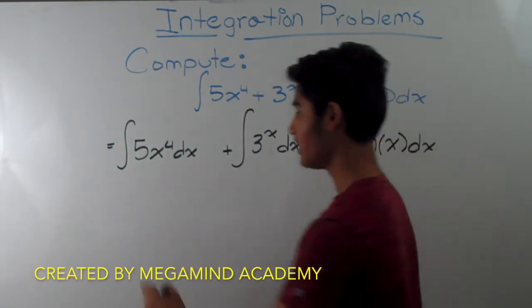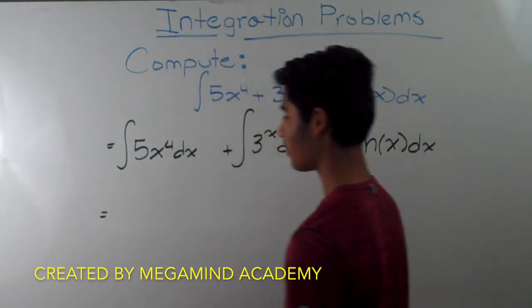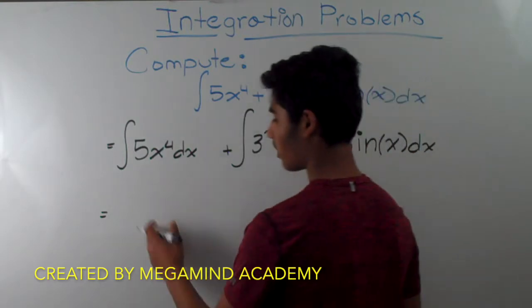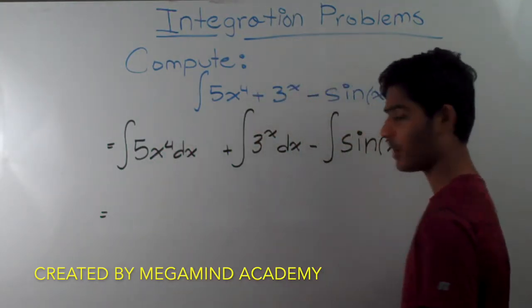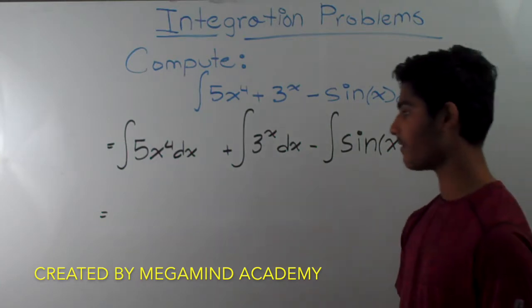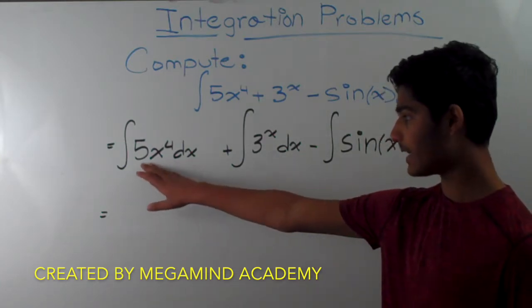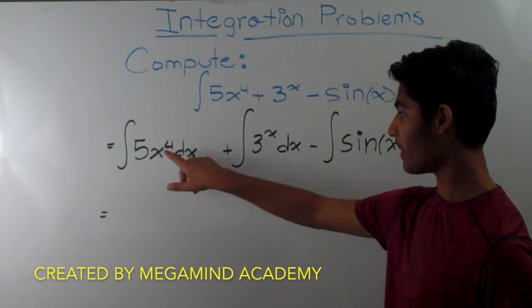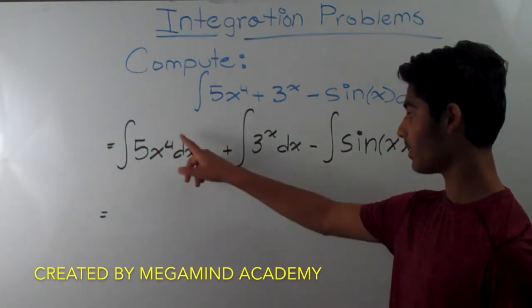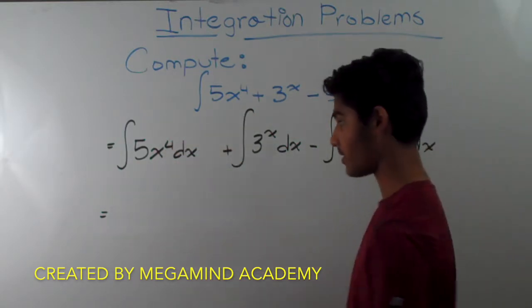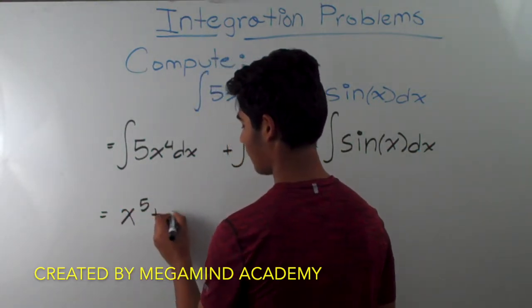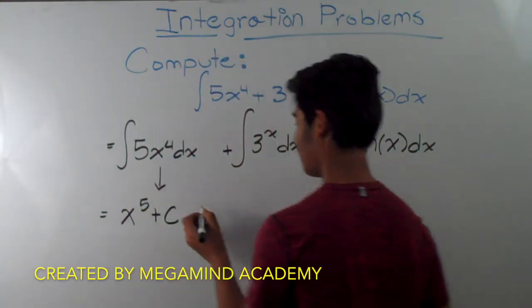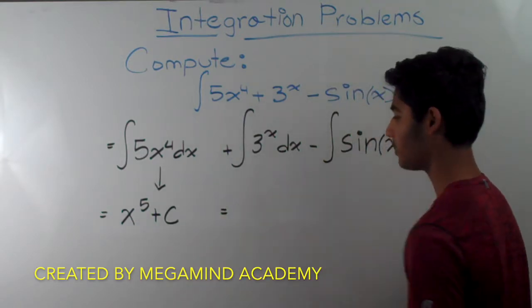Well, in this integral we see that we can use the power rule, or the opposite of the power rule. So we know this exponent will become greater by 1, so we get x to the fifth. Then we have to divide this coefficient by the new exponent, which is 5. So 5 divided by 5 is 1. So we get x to the fifth plus c. This is the answer to this integral.